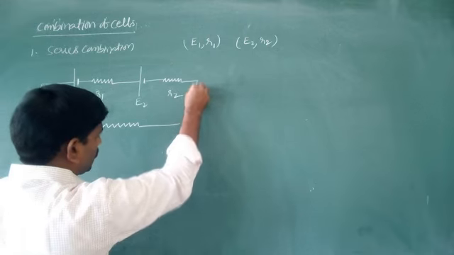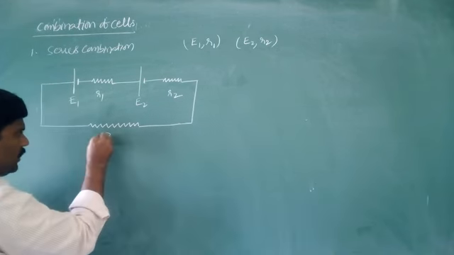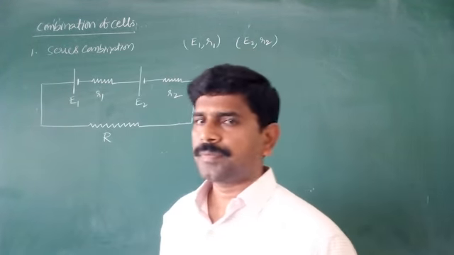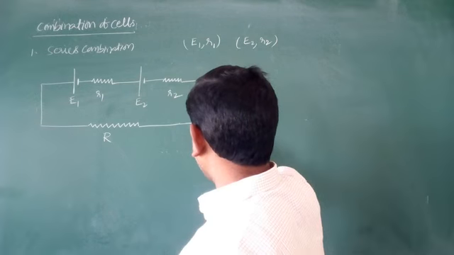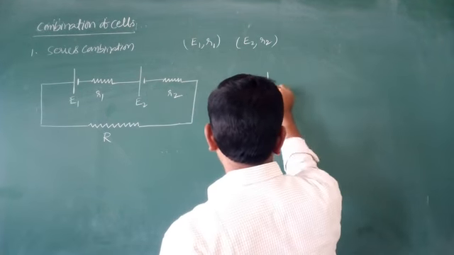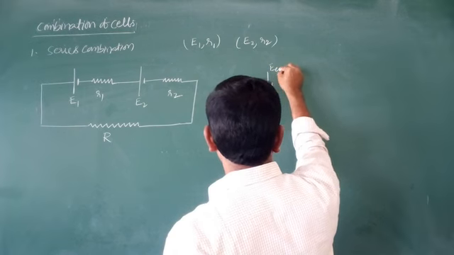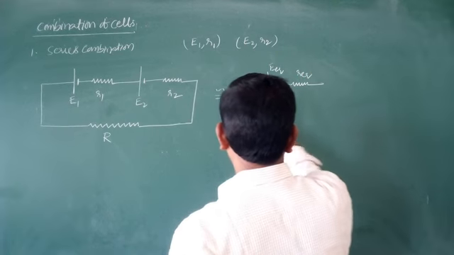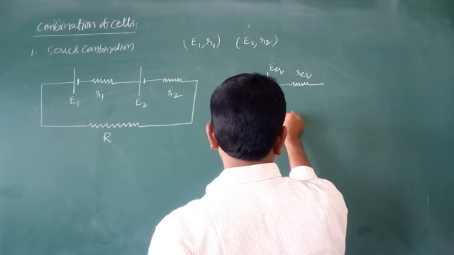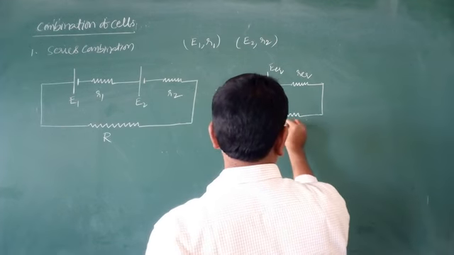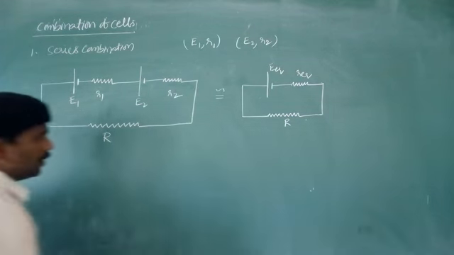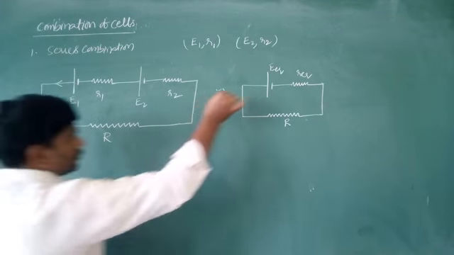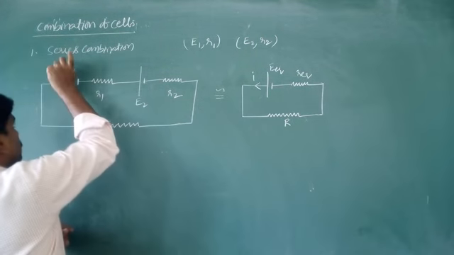This combination is connected to the external resistor having the resistance capital R. Here I am drawing the equivalent circuit. The equivalent EMF of these cells is E equivalent and the equivalent internal resistance is R equivalent. This is the external resistor, capital R. Due to these cells, I amperes current is passing through this circuit.